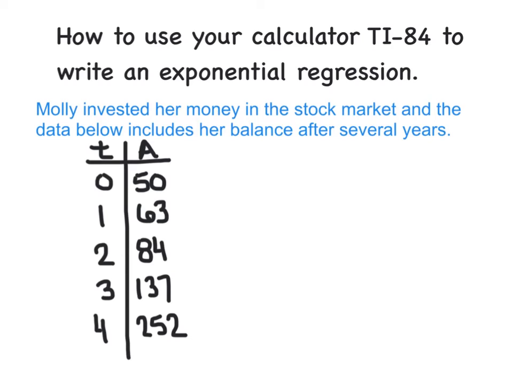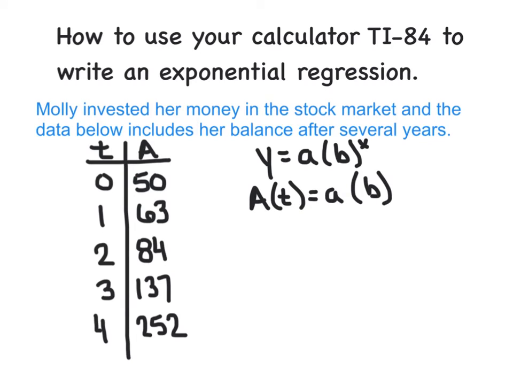So as far as an equation goes, we're thinking y equals a times b to the x, but we're going to tweak the notation a little bit, and we're going to say A of t equals a times b raised to the t power is the format we're going for. But I'm going to teach you how to use your calculator here. So grab your calculator, and we're going to talk about how to do exponential regressions.